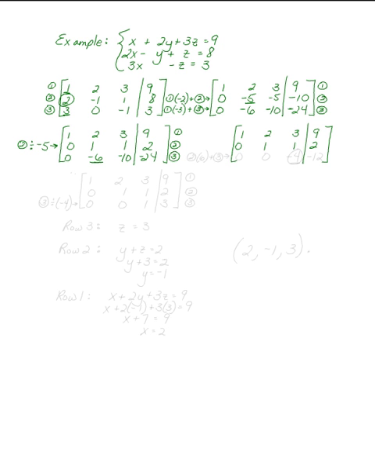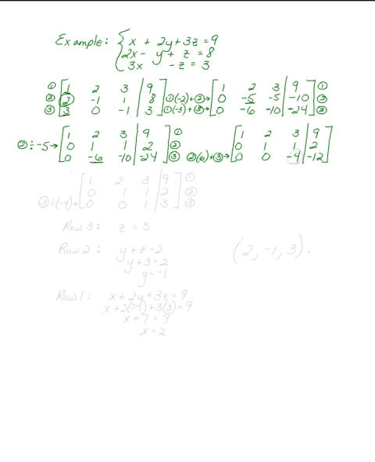Now I'm going to use row 2, so I'm going to take row 2 and multiply it by +6, because when I add that to row 3, I get a 0 in that position. So 0 times 6 plus 0 is 0. 1 times 6 plus -6 is 0. 1 times 6 is 6. Plus -10 gives me -4. And 2 times 6 is 12. Plus a -24 is -12.